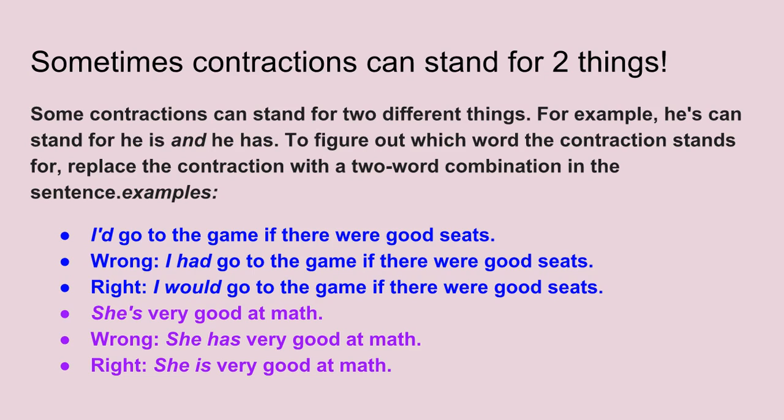The second one says, she's very good at math. Could be she has or she is. Let's try has. She has very good at math. Wrong, not the correct meaning. Let's try she is. She is very good at math. That's right and makes sense.